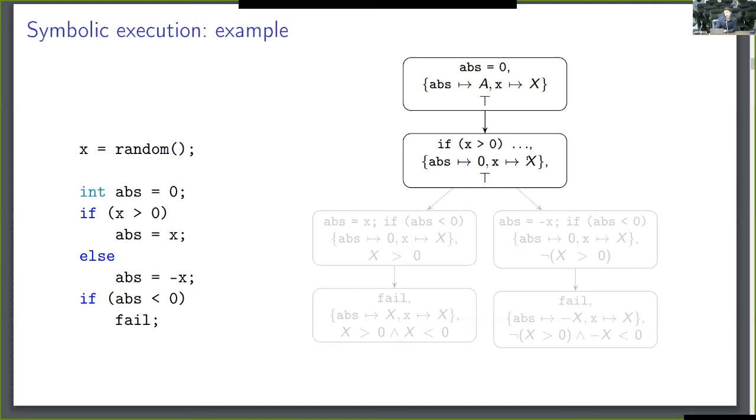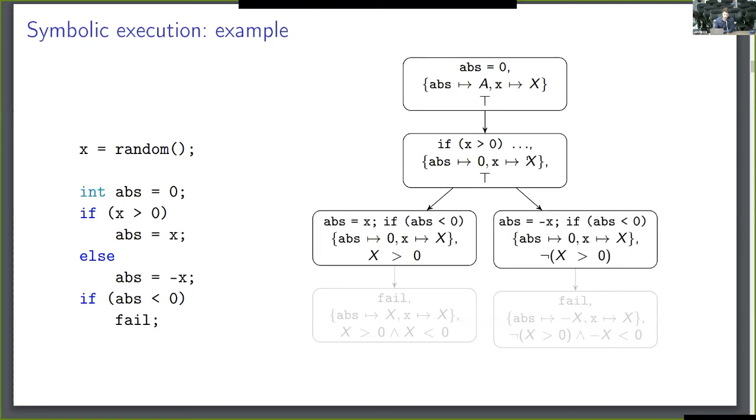And here the execution goes in a bit different way than the normal execution. Here we try to investigate both branches. So for instance, we investigate the then branch by conjoining the path condition X is greater than 0, so it is the condition that was evaluated right here.